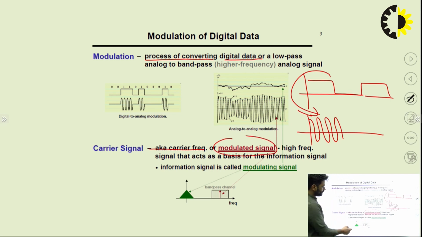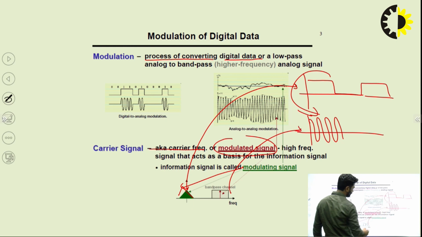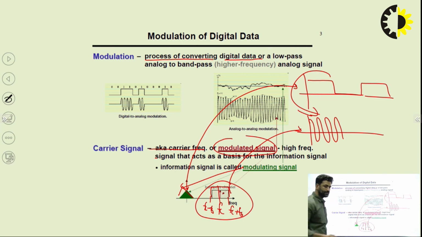Here you can see this is the modulating signal, which has a low frequency spectrum for this digital signal, and this is the high frequency band pass range for the carrier. We mix those two signals, which gives you the band pass channel. Suppose this is FC, this point is FC plus FB and this is FC minus FB. So here we are using the band pass channel, placing the modulating signal over the carrier signal.